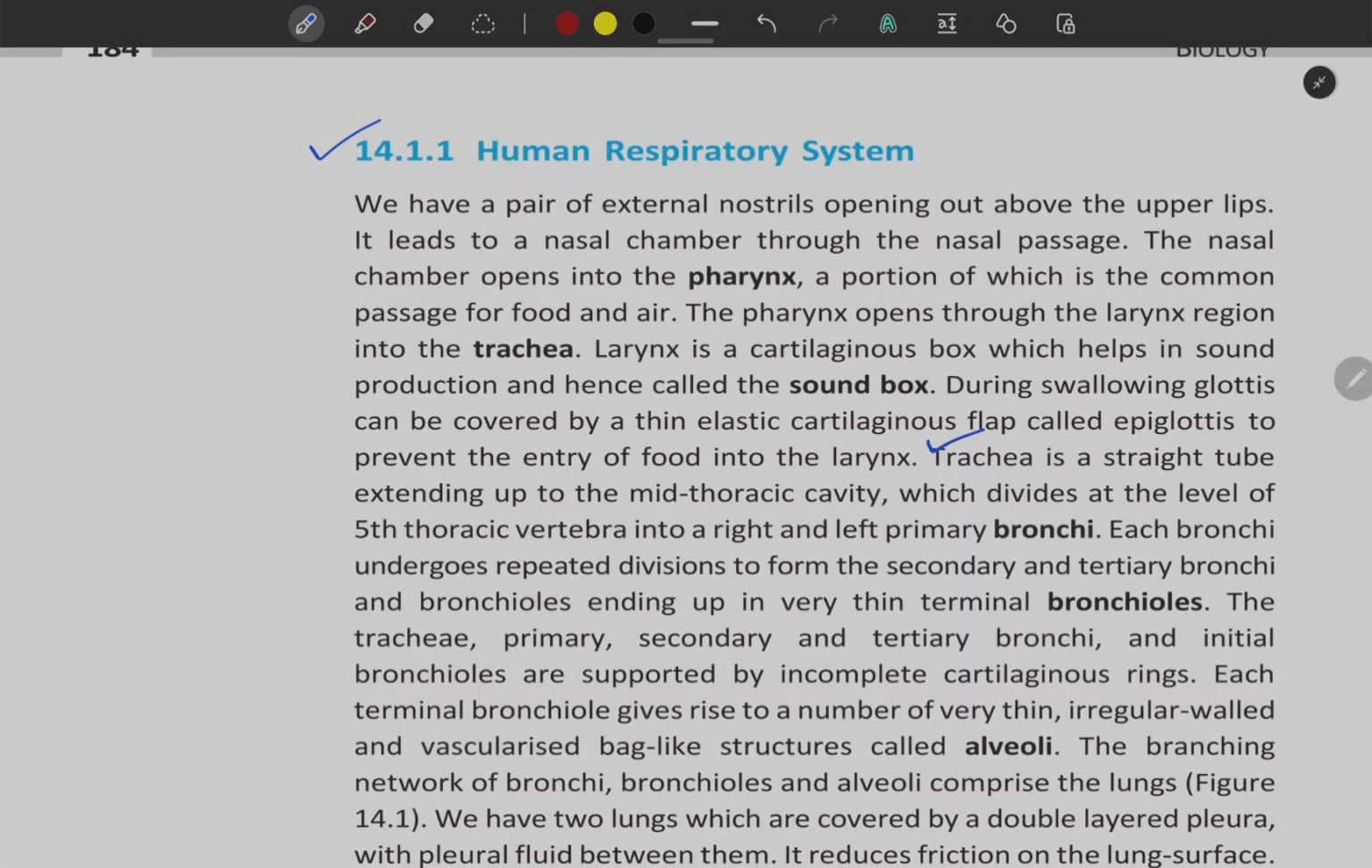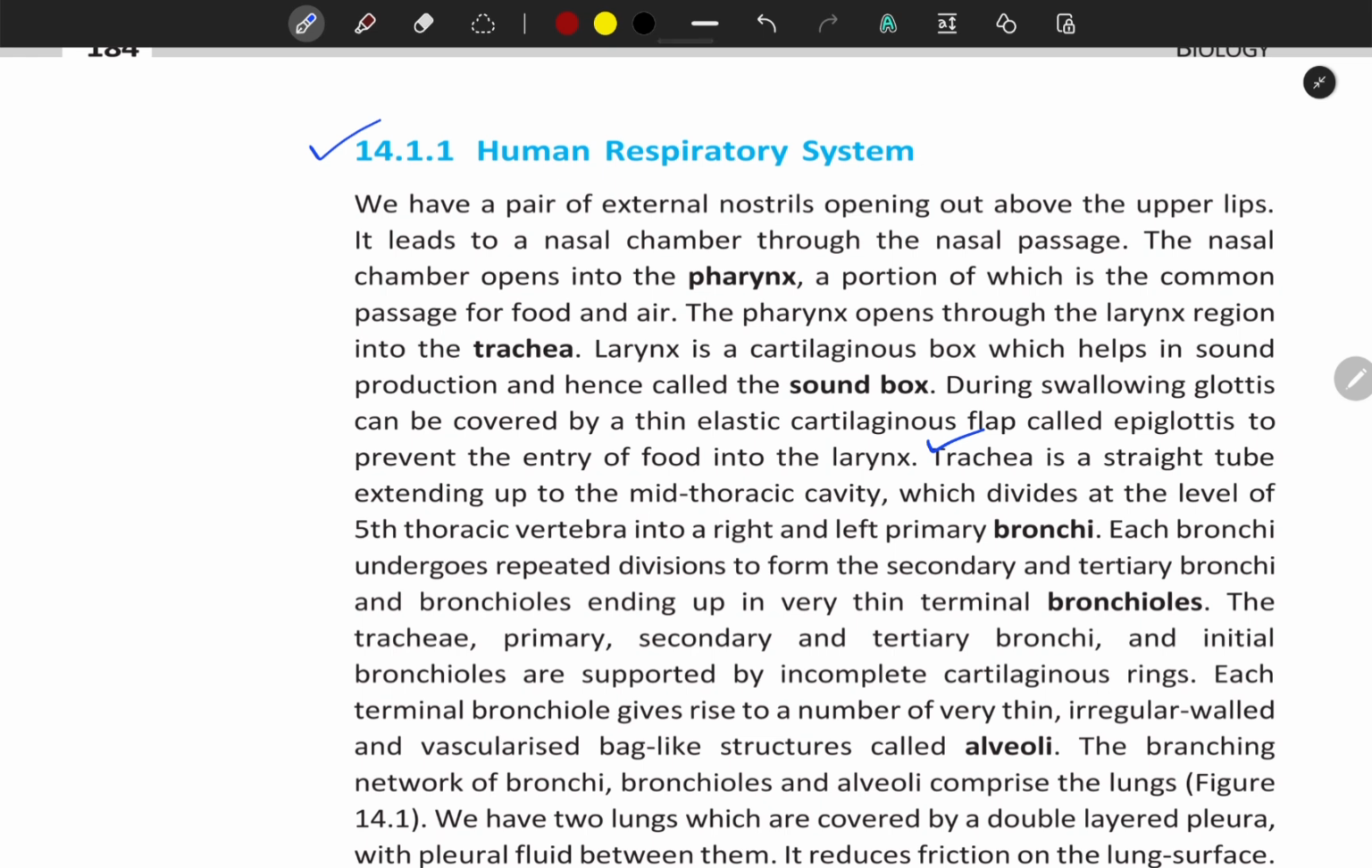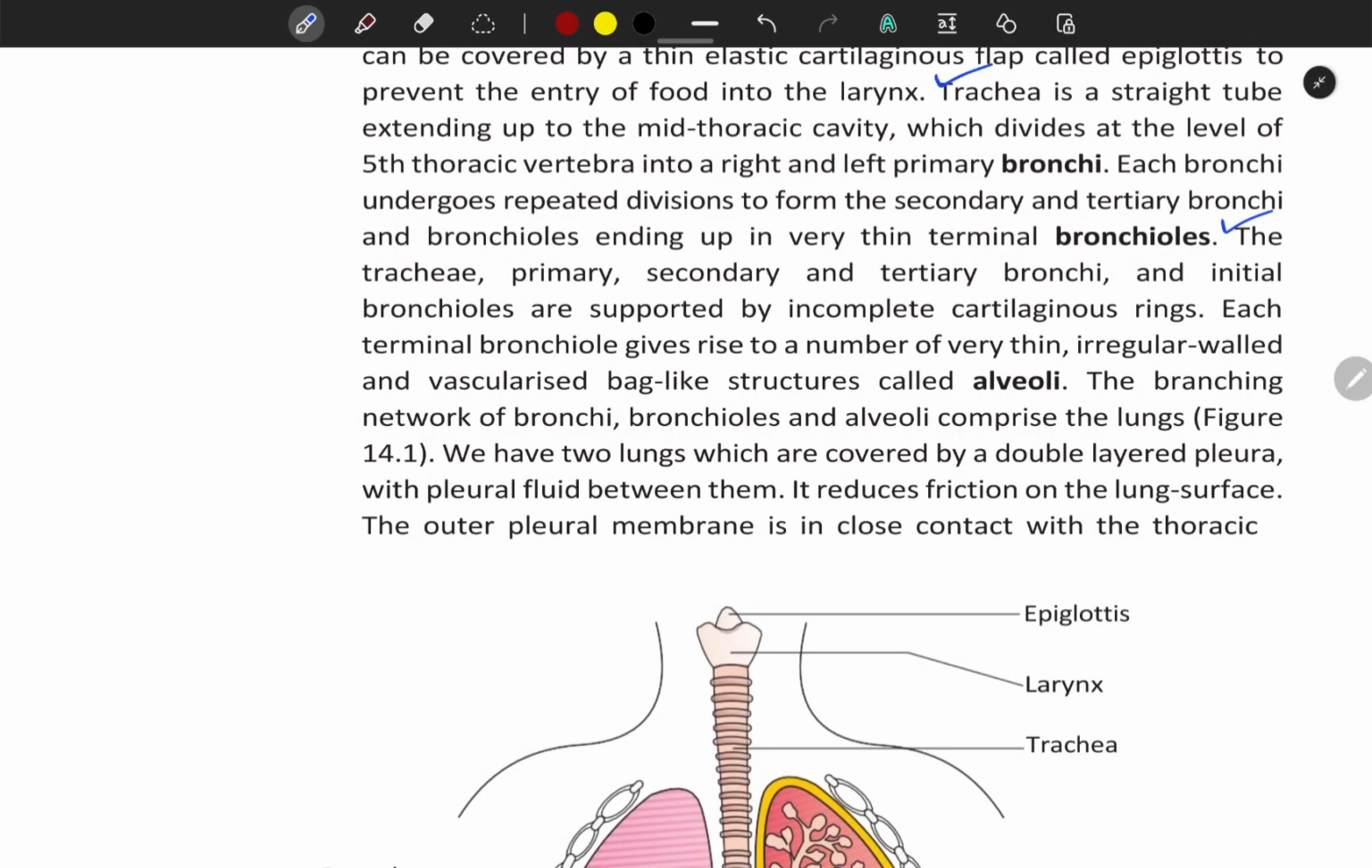Trachea is a straight tube extending up to the mid-thoracic cavity, which divides at the level of the fifth thoracic vertebra into a right and left primary bronchi. Each bronchus undergoes repeated divisions to form the secondary and tertiary bronchi and bronchioles, ending up in very thin terminal bronchioles. The trachea, primary, secondary and tertiary bronchi and the initial bronchioles are supported by incomplete cartilaginous rings. Each terminal bronchiole gives rise to a number of very thin, irregular-walled and vascularized bag-like structures called alveoli. The branching network of bronchi, bronchioles and alveoli comprise the lungs.